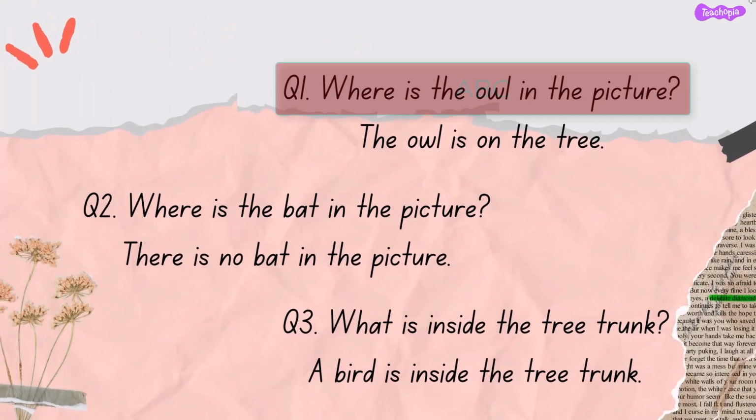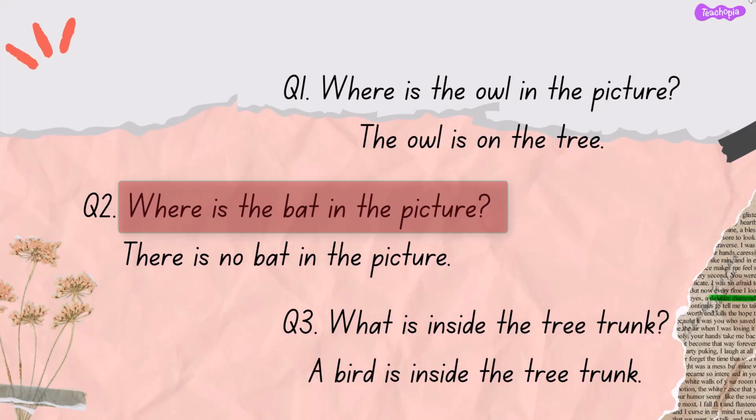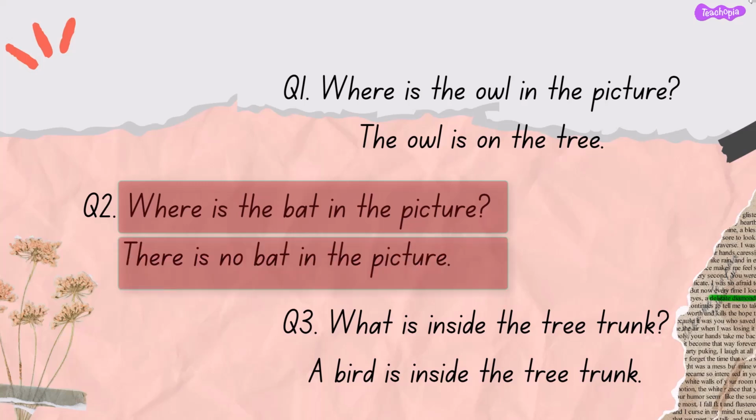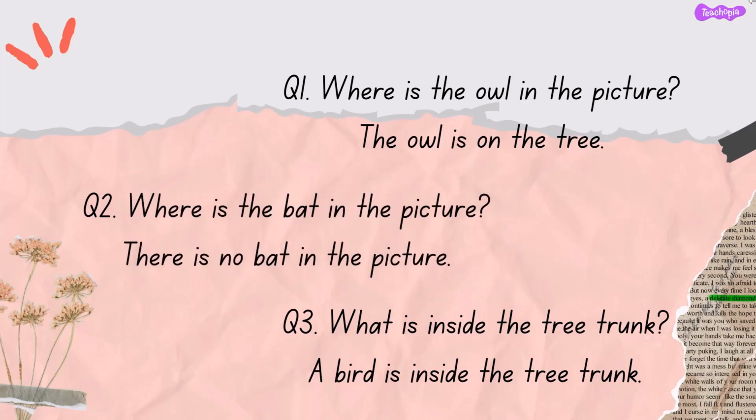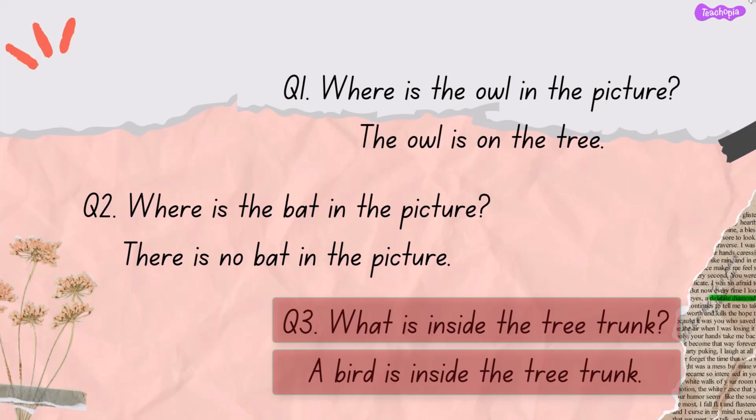Where is the owl in the picture? The owl is on the tree. Where is the bat in the picture? There is no bat in the picture. What is inside the tree trunk? A bird is inside the tree trunk.